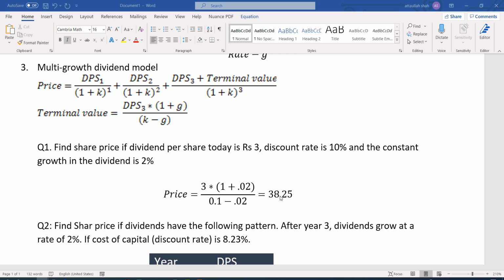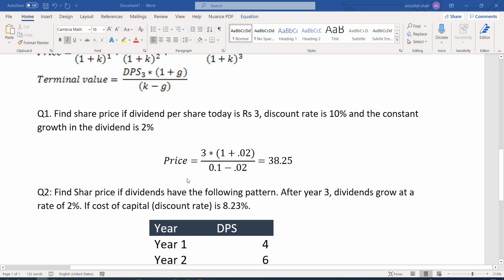Now let's make this question a little different. So say that we have the price of 38.25 and the growth rate is also given, 2%, and dividend is also given, that is 3. What is the cost of capital? How do we find it? Since we already know in this question that it is 10, but in case the 10 was not given to us, so how do we find it?